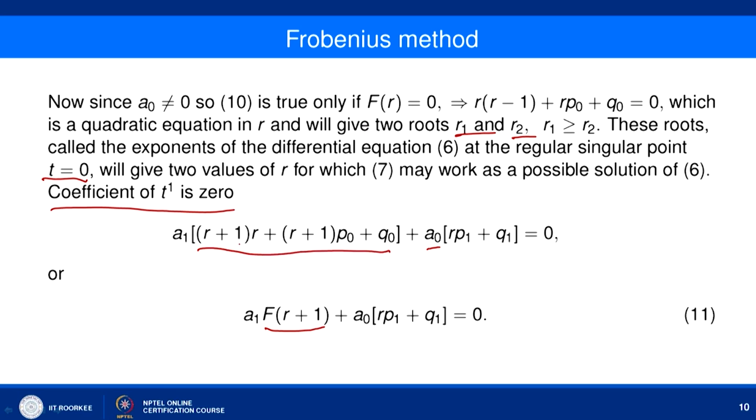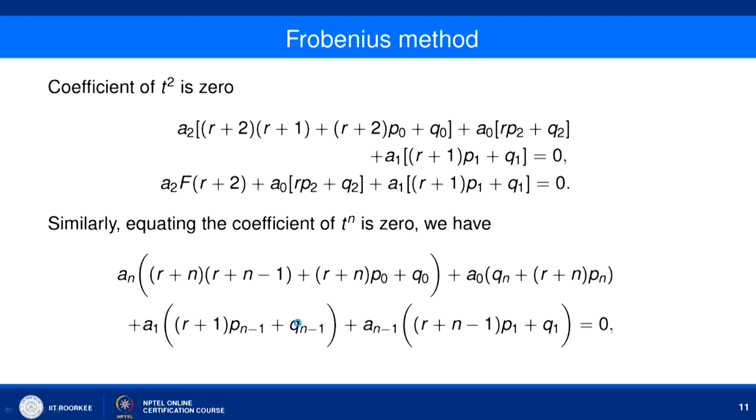So, we can write this equation as a1 into f of r plus 1 plus a naught r p 1 plus q 1 equal to 0. So, once a naught is non-zero, you can calculate the value of a1 in the following way, provided that f of r plus 1 is non-zero.